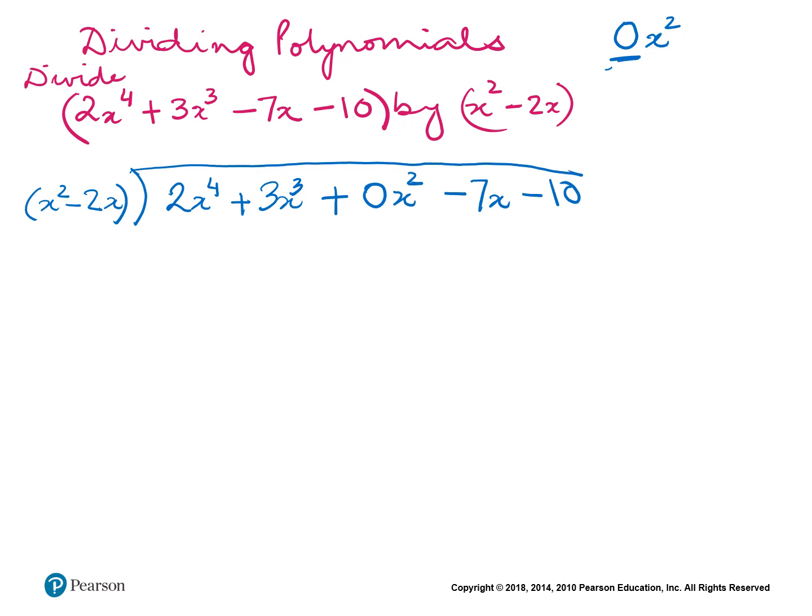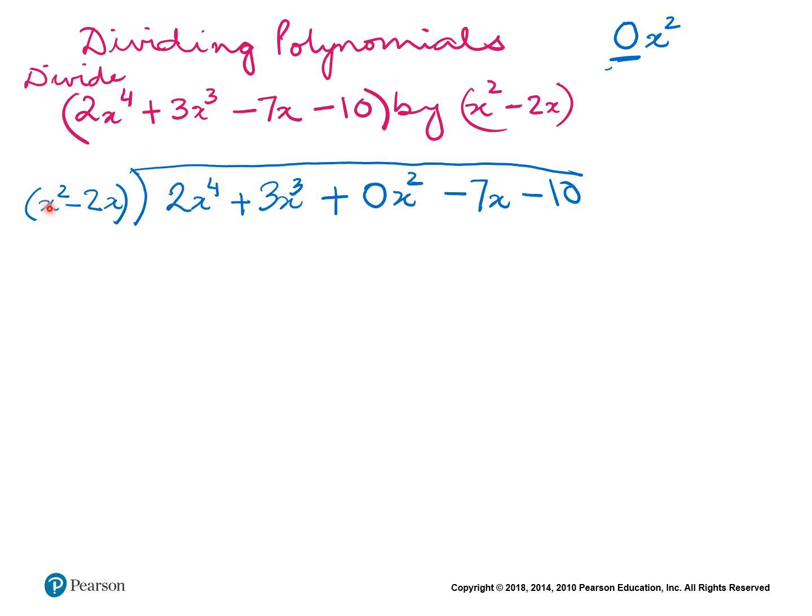The first step is to figure out what we should put in the first term of the quotient. So the place for the quotient is above the long division sign, correct? We have to figure out what the first term in the quotient should be. In order to do that, we look at the first term in the dividend and the first term in the divisor, and see what we must multiply x squared by in order to get 2x to the fourth.